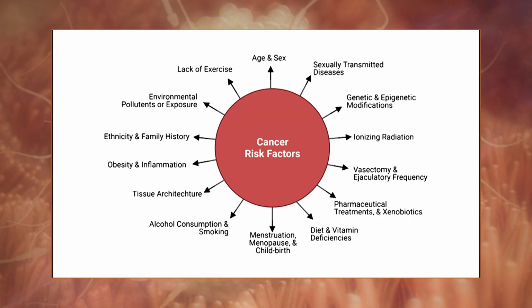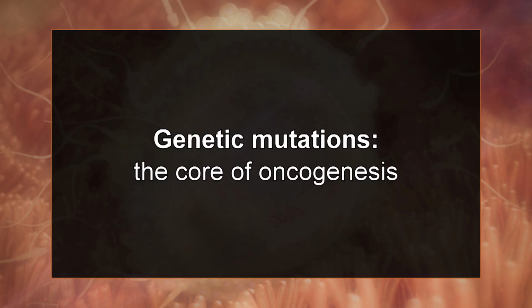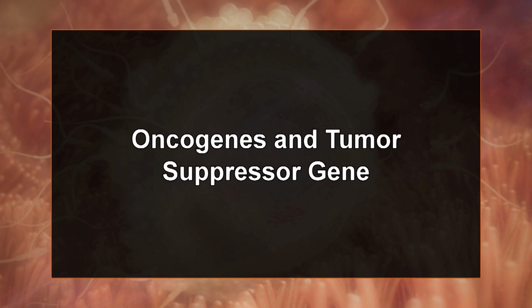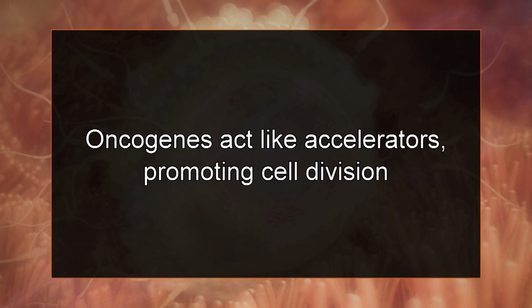Causes of cancer are considered from molecular, environmental, and lifestyle perspectives. Genetic mutations. The core of oncogenesis are oncogenes and tumor suppressor genes. At the cellular level, cancer begins with a genetic mutation that disrupts normal regulatory mechanisms. Oncogenes act like accelerators promoting cell division.